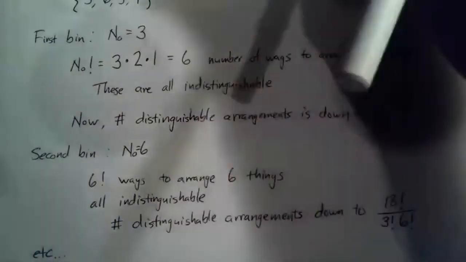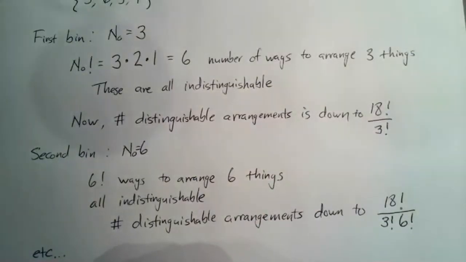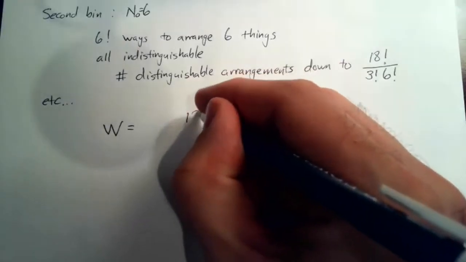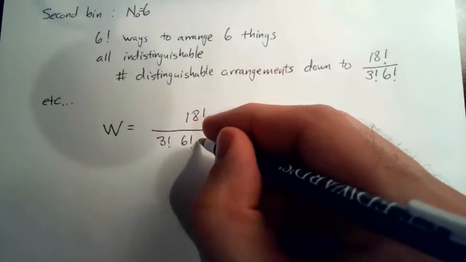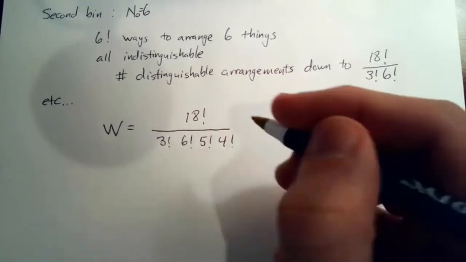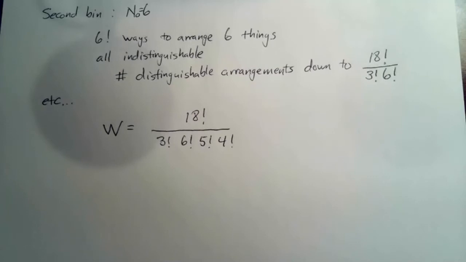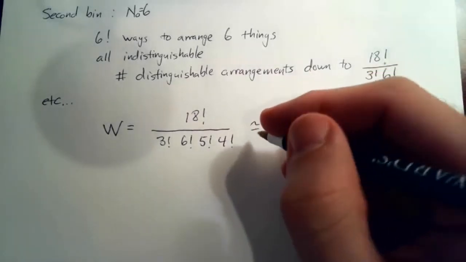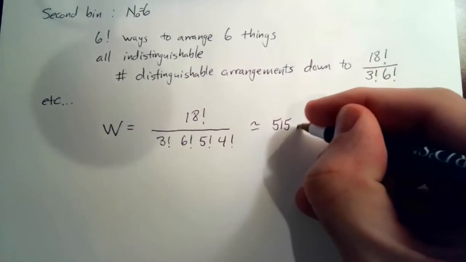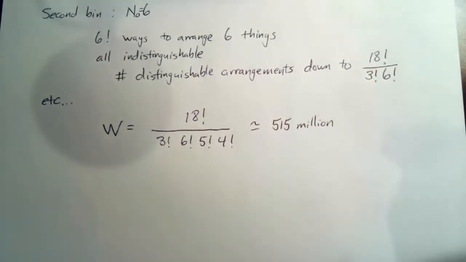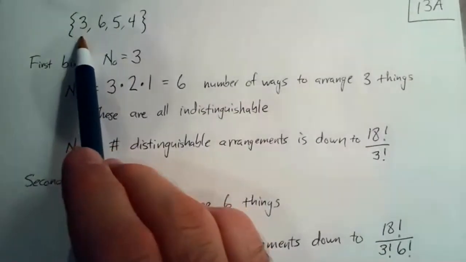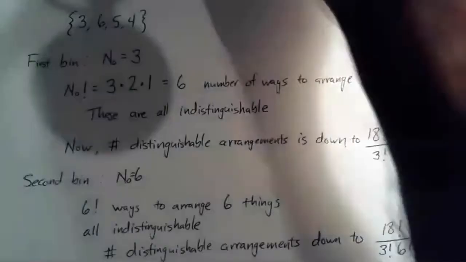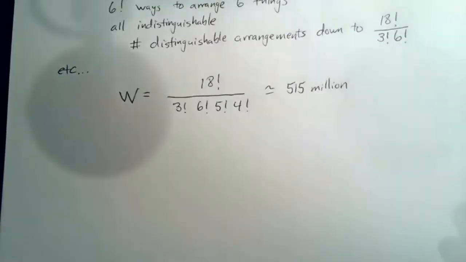And so what is W? W, in this case, is 18 factorial over 3 factorial, 6 factorial, 5 factorial, 4 factorial. And if you plug these numbers into a calculator, you get that this is about 515 million different microstates that could account for and recreate this macrostate. So 515 million ways to do that.